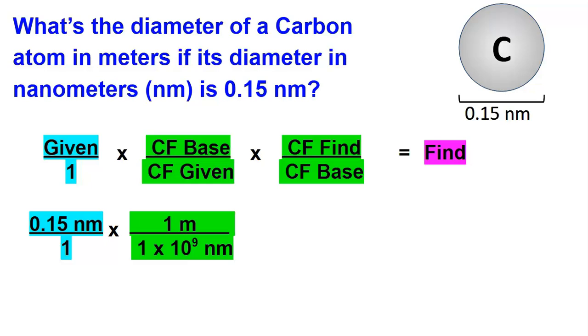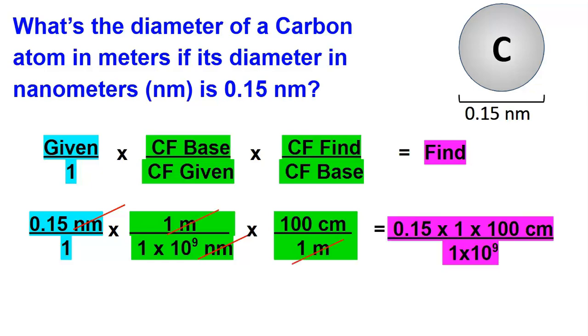What about the second conversion factor? After the nanometers cancel out, all we have left are meters, but we don't want to keep meters, we want to convert to centimeters. So what would that look like? That's right, 100 centimeters over 1 meter. And that way, the meters can cancel out. And then we can go ahead and do our math.